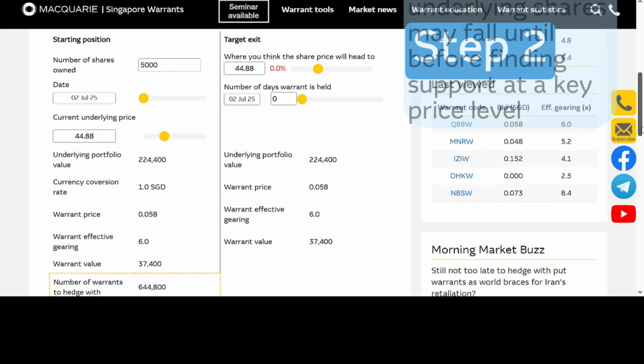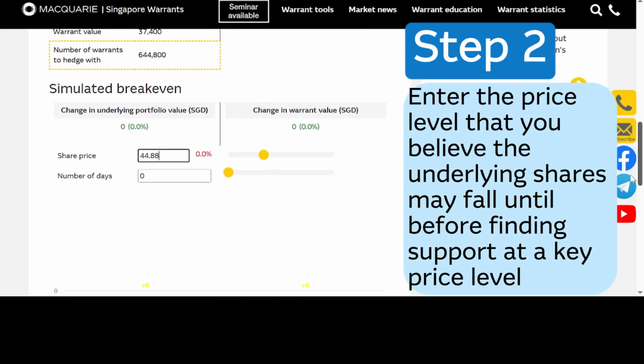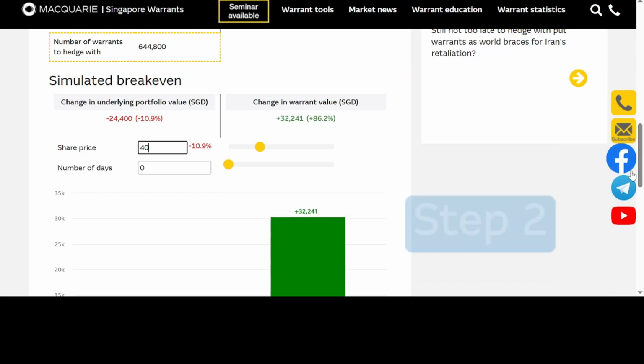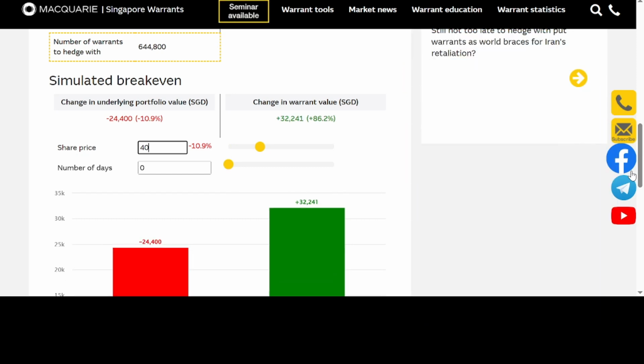Step 2, enter the price level that you believe DBS shares may fall until before finding support at the key price level, that is your exit level from the put warrant. In this case, if you thought DBS shares will be supported at 40 Sing dollars, you can enter that under the share price field.